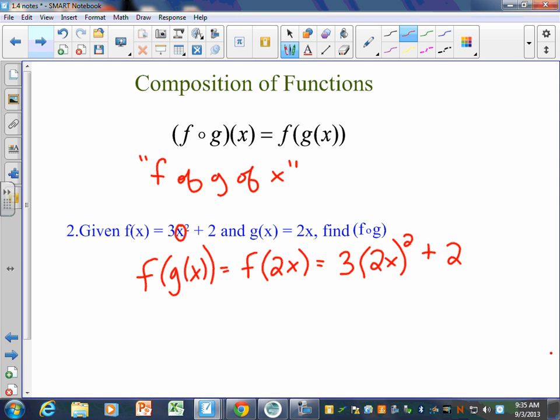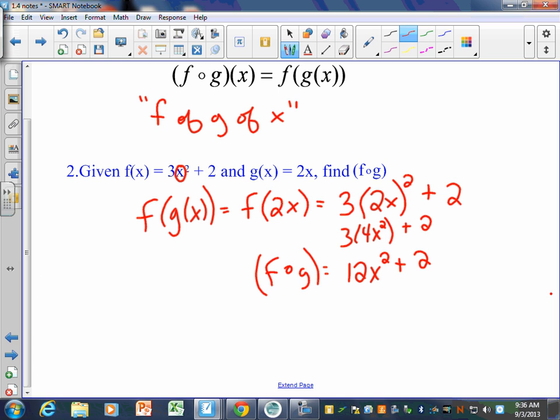And then remember to make sure you follow order of operations. You should be taking your exponents before you multiply by 3. So this is really 4x squared, and that would just be 12x squared plus 2. That would be f of g of x. Remember that order matters in this. It's not like multiplication, like 3 times 4 is the same as 4 times 3. f of g does not necessarily equal what g of f does. So why don't you do that one? This will be part A. Now part B, I want you to find g of f of x.